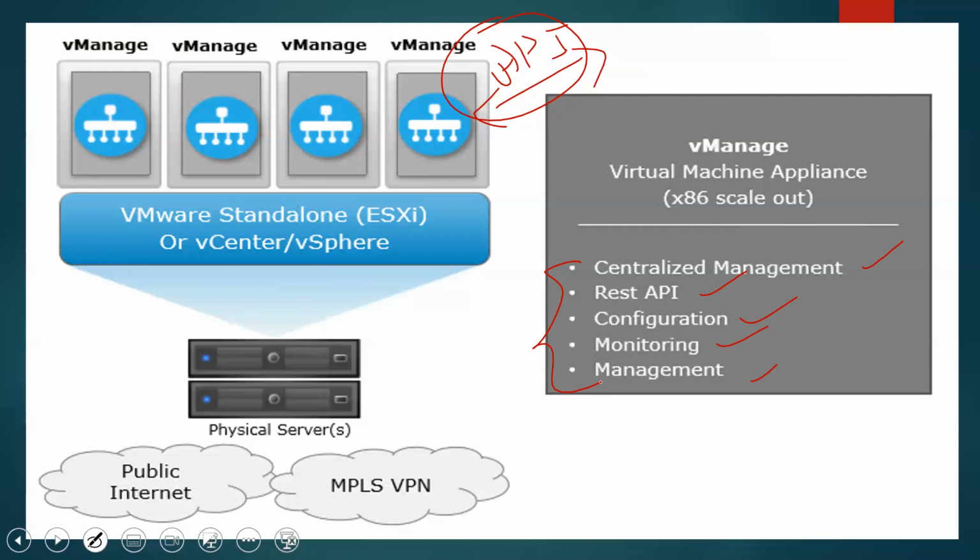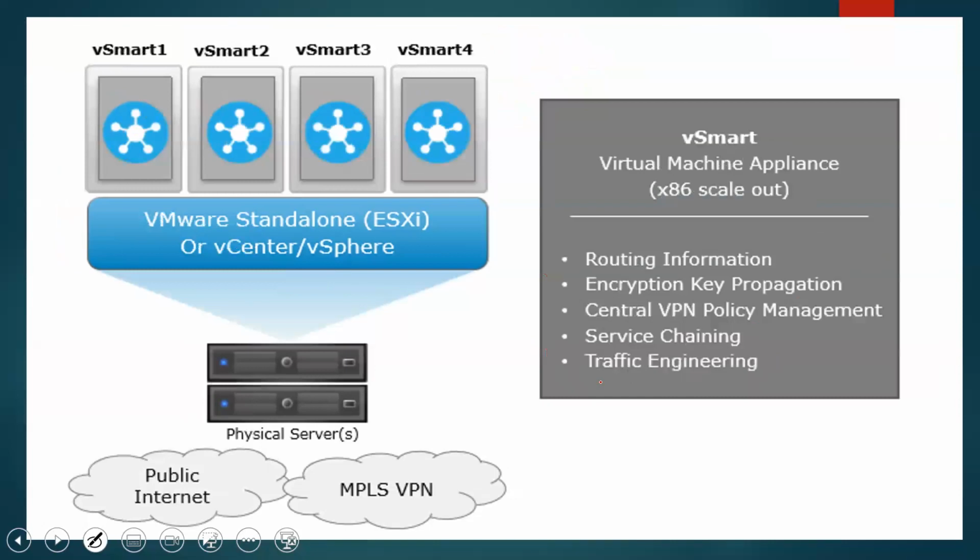All right. Then what is the role of vSmart? This is the brain. I told you earlier, this is the brain in the fabric. It can go and do the routing decisions. It can do the key exchange. It can create the IPsec tunnels. Means with the help of vSmart IPsec key exchange, the data plane devices will go and form the IPsec tunnels.